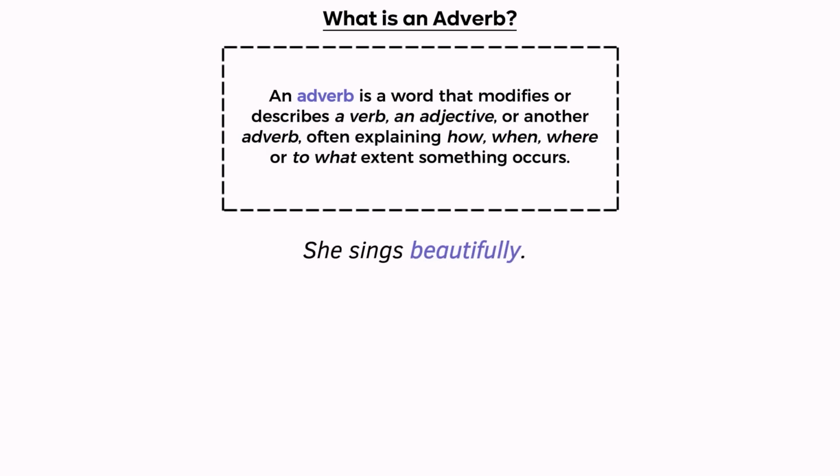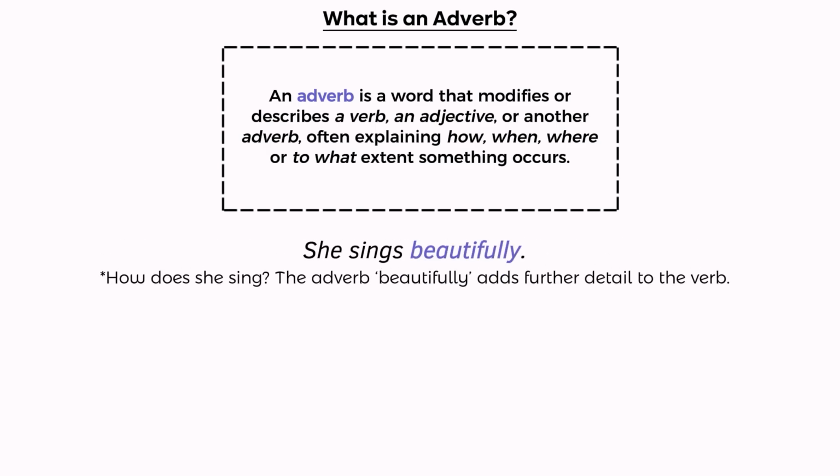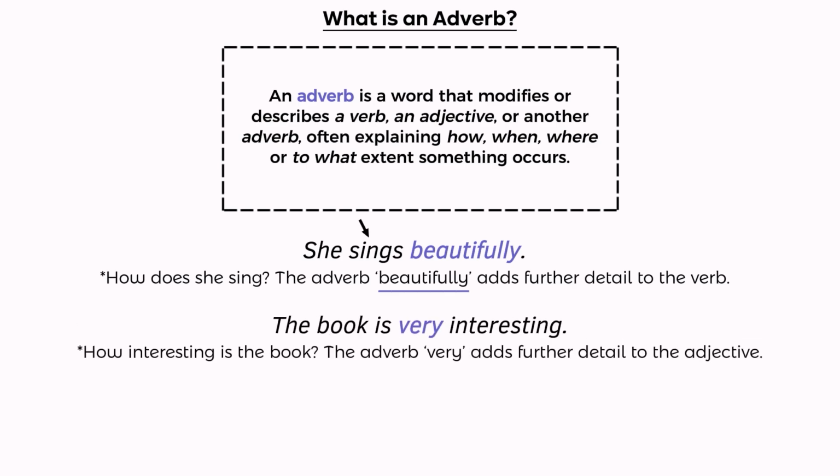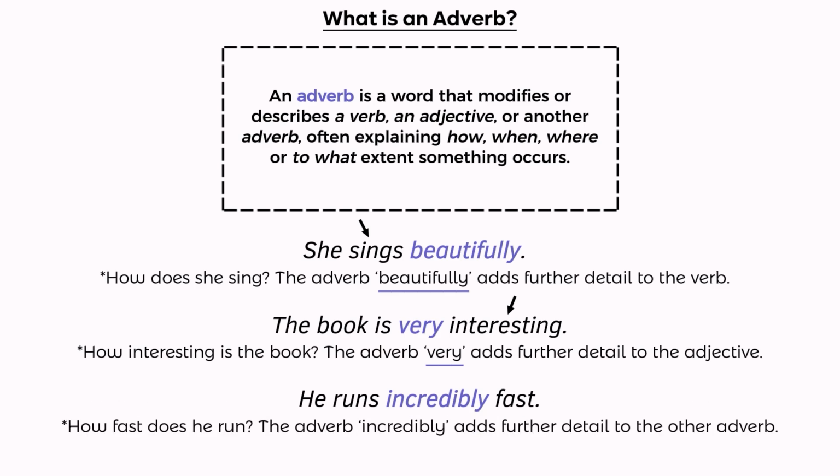She sings beautifully. How does she sing? The adverb beautifully adds further detail to the verb. The book is very interesting. How interesting is the book? The adverb very adds further detail to the adjective. He runs incredibly fast. How fast does he run? The adverb incredibly adds further detail to the other adverb.